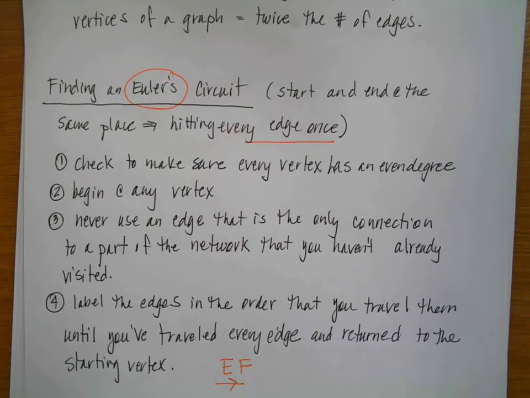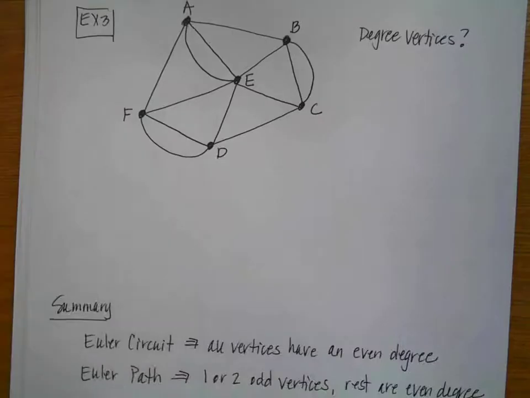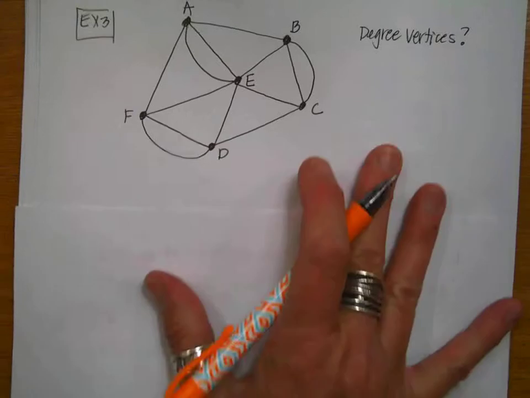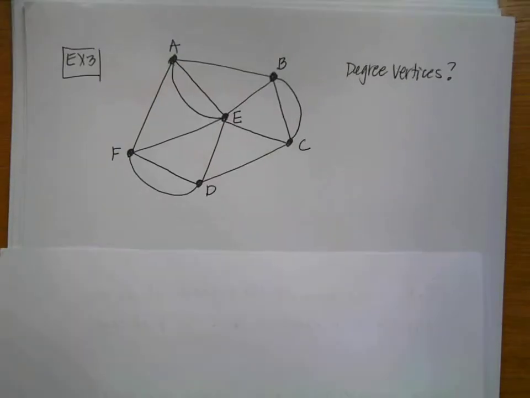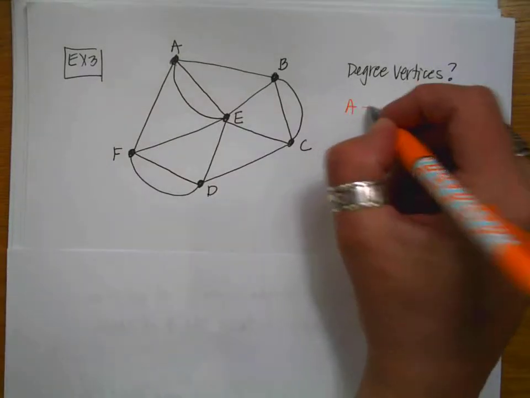So if you write as you go and include your direction arrows, that means you'll have less work to do when you're done. Alrighty, so now let's look at this one. This one is pretty entertaining. The first thing that we're going to do is check our vertices.